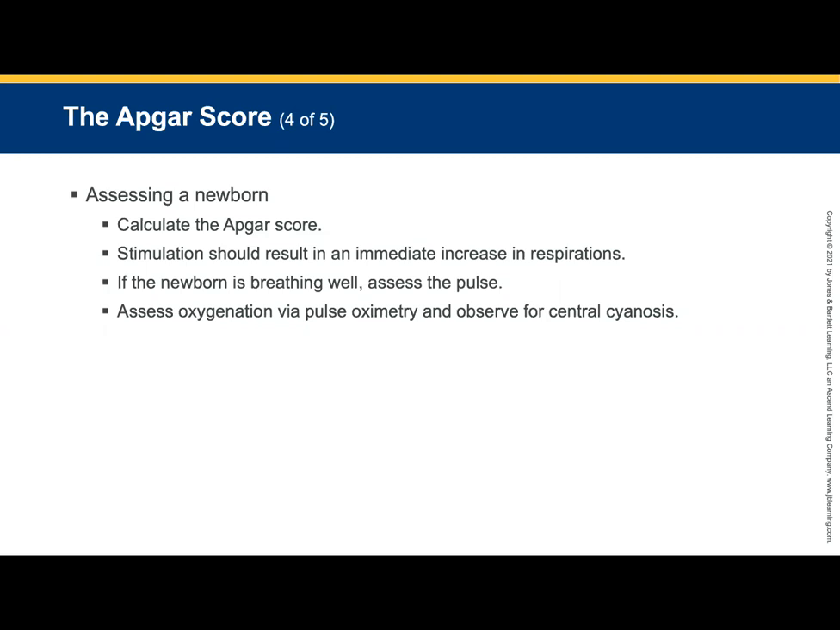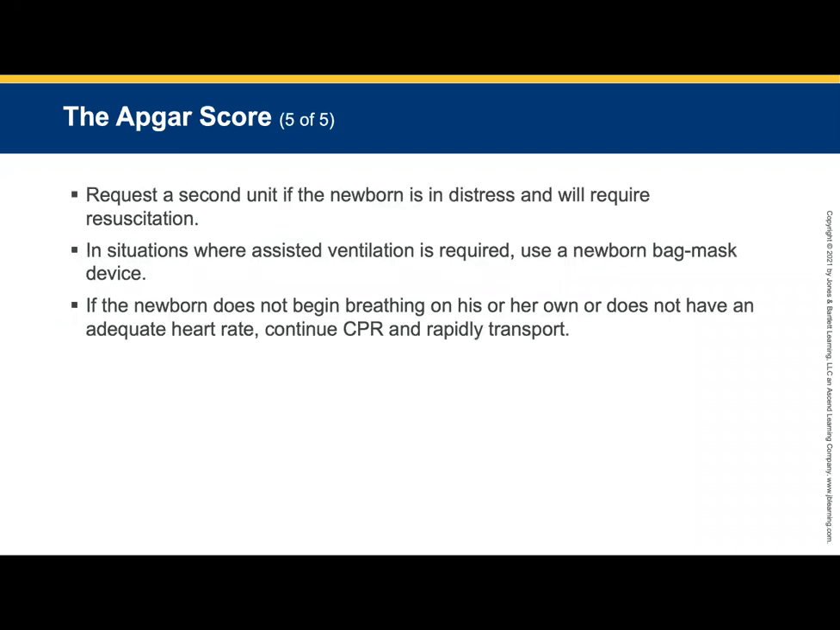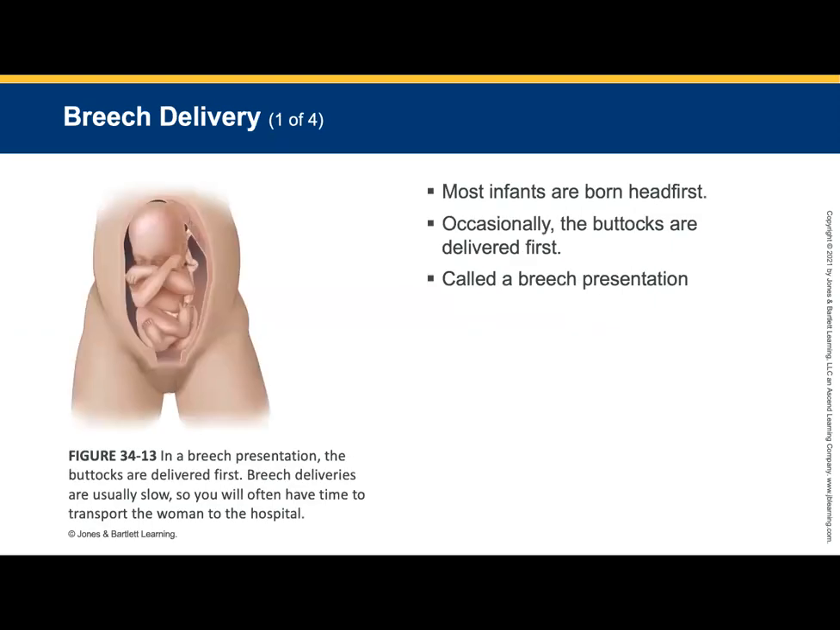Assess the newborn's oxygen via the pulse ox if you have the ability to do that. Sometimes you can take it right above on the right wrist, and that is helping to assess central cyanosis. So if it works, it works. If it doesn't, it's okay. Request a second unit if possible because, like I just said, I just went over that. I'm not going to talk about that again.